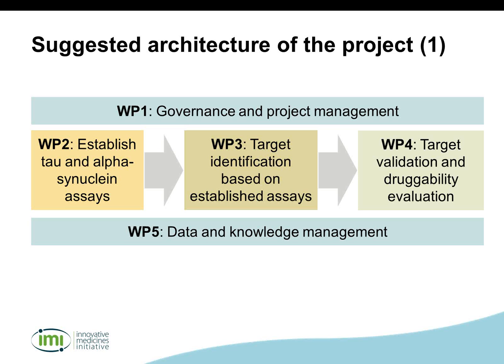Basically, it is envisioned to consist of 5 work packages, where work package 1 consists of governance and project management, and work package 5 consists of data and knowledge management. The setup of work packages 2, 3, and 4 reflects the experimental part of the project, and at overall level it consists of work package 2 with establishing tau and alpha-synuclein assays, work package 3, which consists of the target identification, and work package 4, which is the final phase and consists of target validation and evaluation of druggability. Although in general this architecture may look sequential in nature, some activities may of course run in parallel. In the next 2 slides I will go into a little more detail about this. So if we move to slide 7.